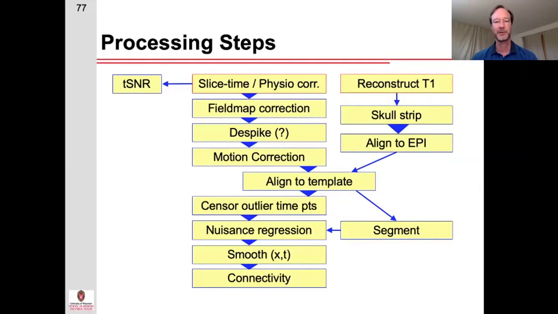So in this lecture, we looked at a lot of different sources of noise and the kinds of correction methods that are important to take in order to get good measures of functional connectivity.